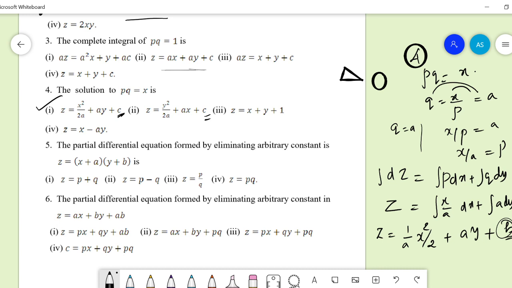Next one: the partial differential equation formed by eliminating arbitrary constants. In this question we have to eliminate the arbitrary constants a and b.